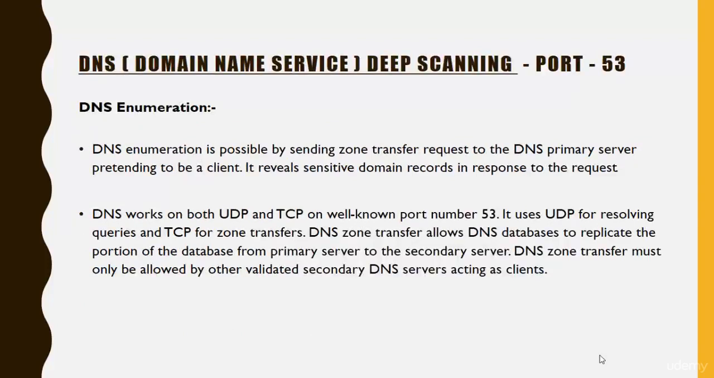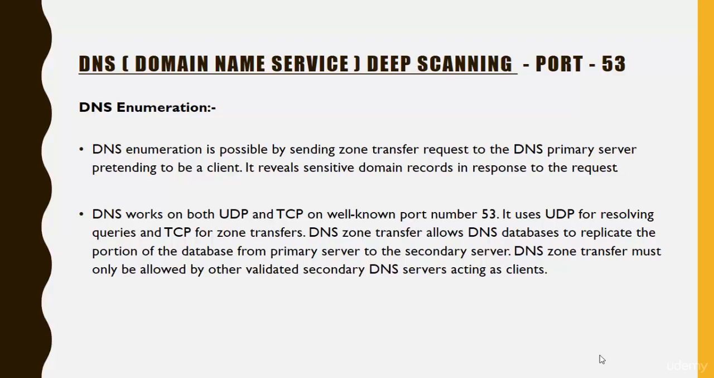DNS enumeration or DNS deep scanning. DNS enumeration is possible by sending a zone transfer request to the primary DNS server pretending to be a client. DNS works on both UDP and TCP. LDAP works on UDP, SMTP works on TCP, but DNS works on both TCP and UDP on port number 53. It uses UDP for resolving queries and TCP for zone transfer.